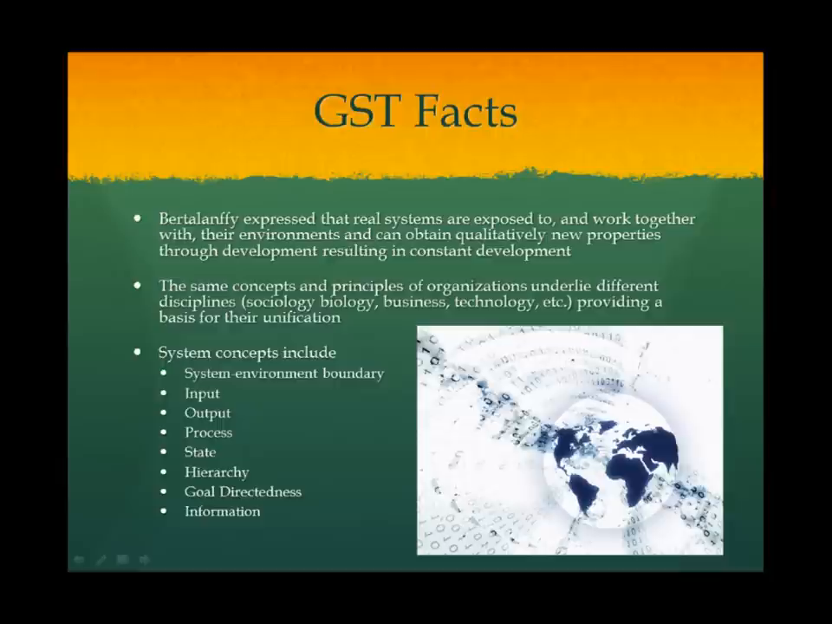So basically what the GST does, which is the general systems theory, is it takes all these different disciplines and says that basically this one general theory can be used to explain all different types of systems. Systems concepts include system environment boundary, input, output, process, state, hierarchy, goal-directedness, and information. And as you can see here, we have another picture of the solar system, which is one of many systems in this world.